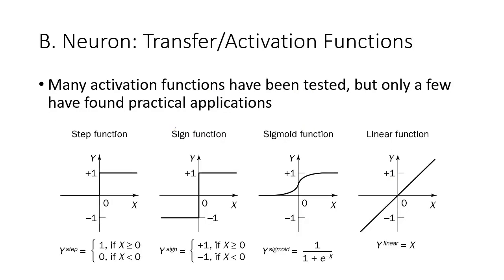There are several types of activation functions. The ones that are most commonly used are step function, sign function, sigmoid function, and linear function. And how each function works is as shown here.